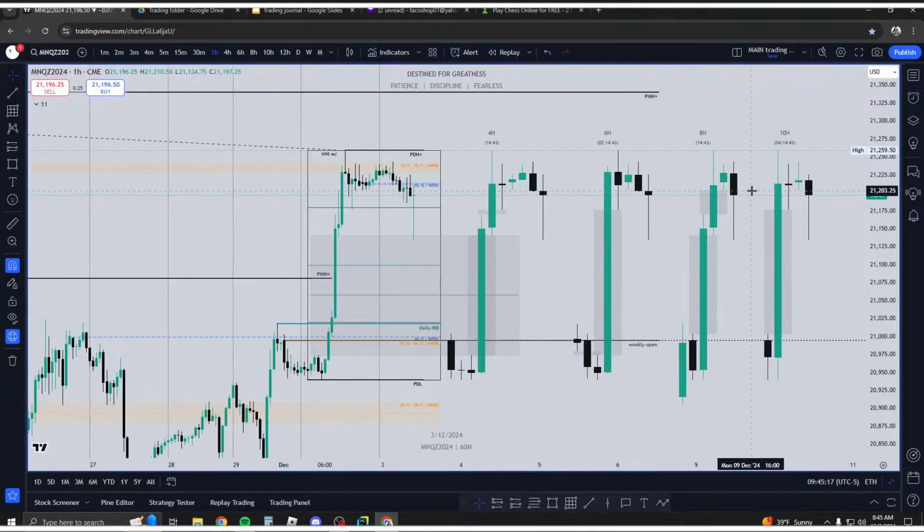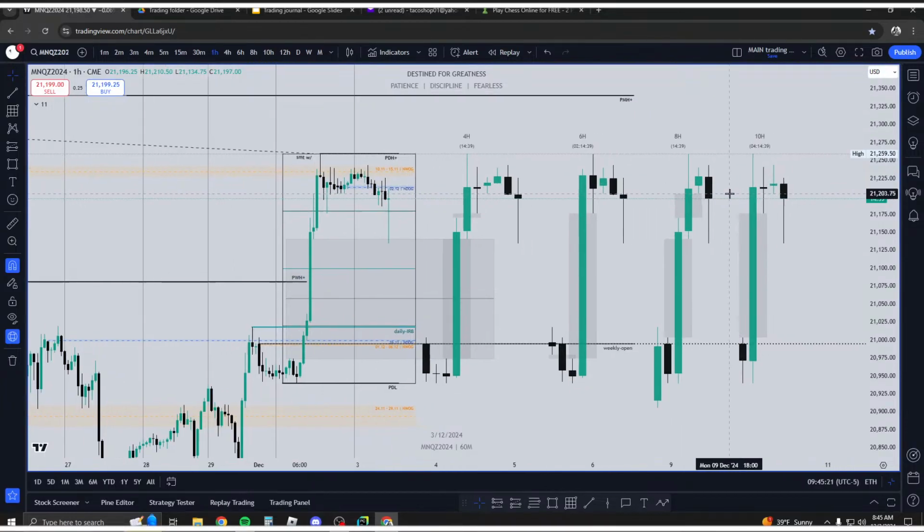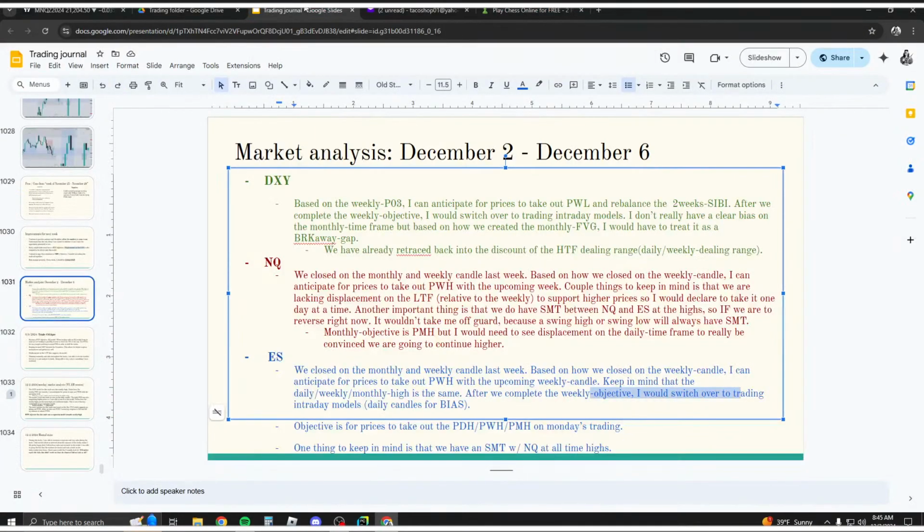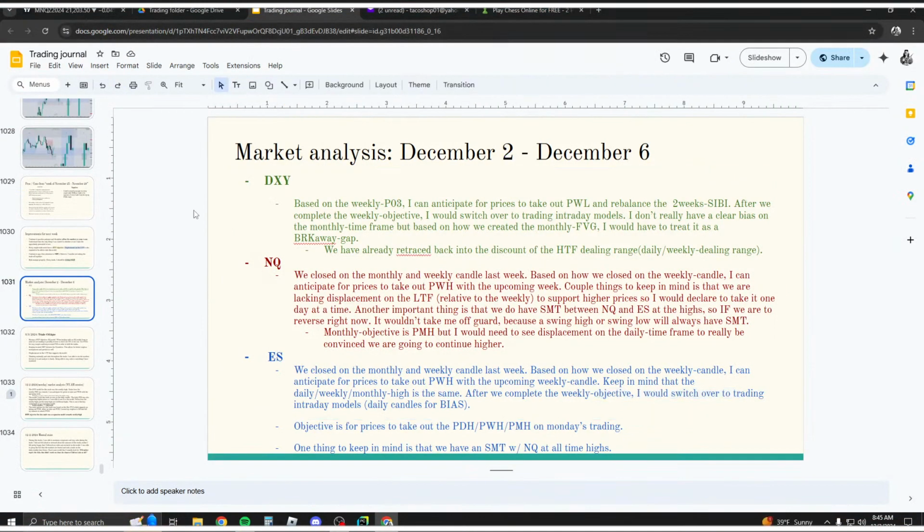I'm not going to choose a side yet because I still want to wait for that time to pass. But if the 8-hour candle and the 4-hour candle are going to be bullish bias, that means I'm aligning myself with the higher time frame objective. So it means I can take a model on the 4-hour time frame with the idea that we're going to take out previous day high. So lower time frame models are in alignment with the daily order flow. And yeah, that wraps it up for my trading checklist.